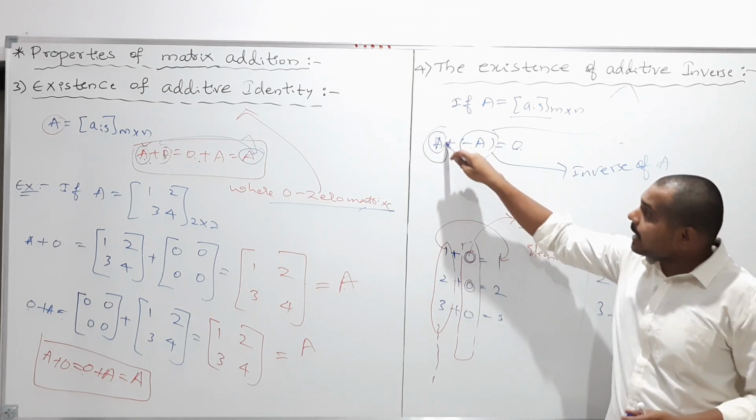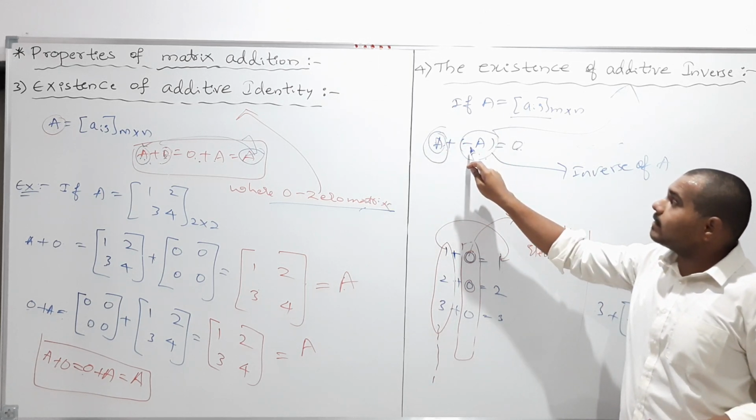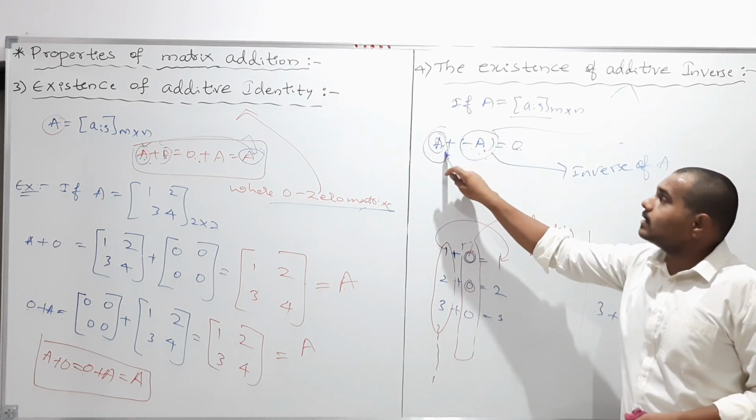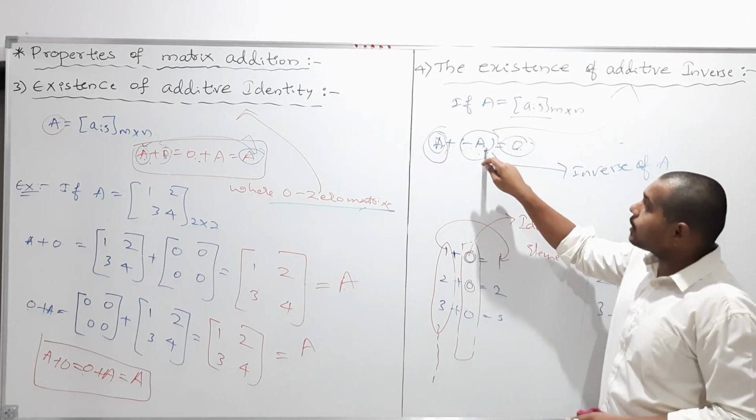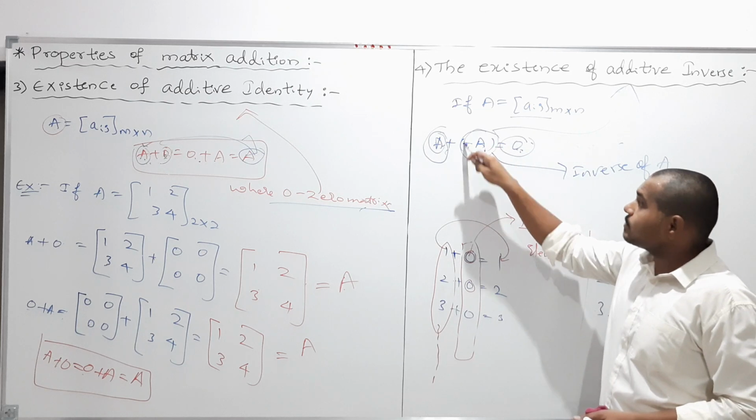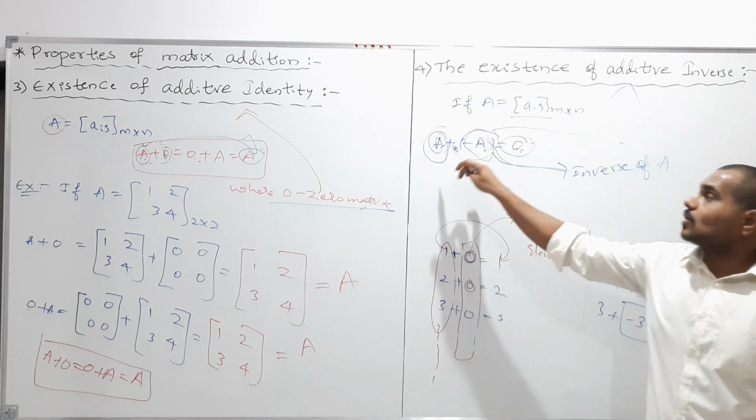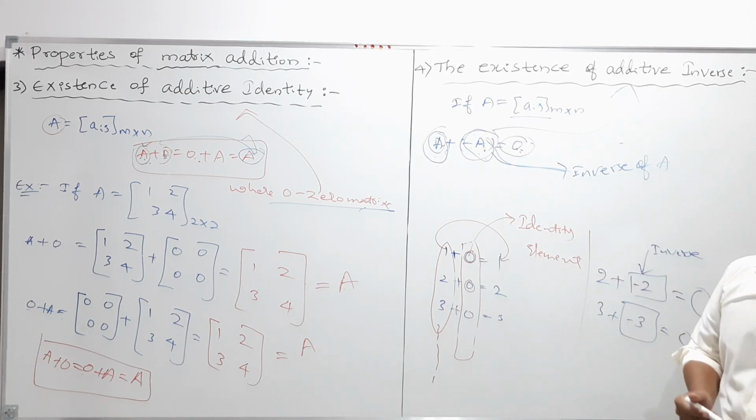For any matrix A, there exists another matrix such that after adding these two, I will get the zero matrix. And after adding, whatever you get as the zero matrix, this matrix we can call the inverse of A. Clear? I hope you understood.